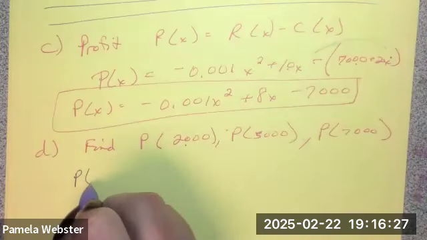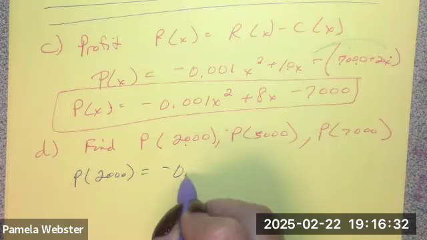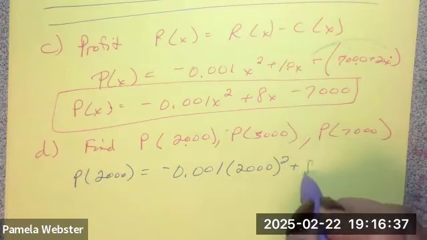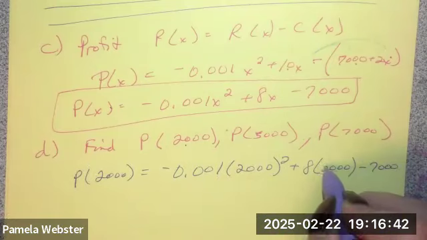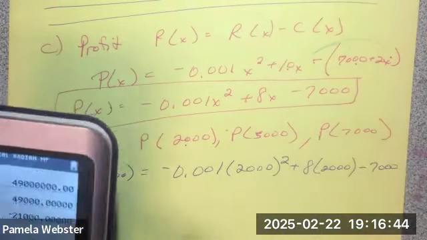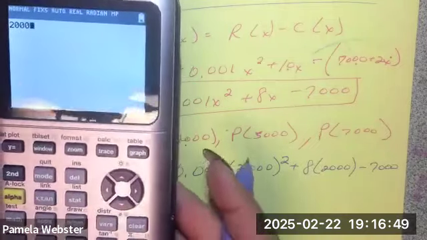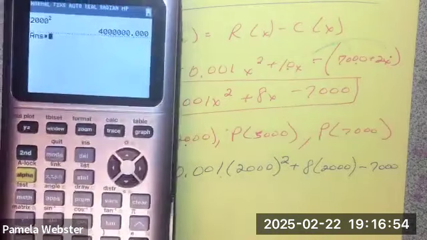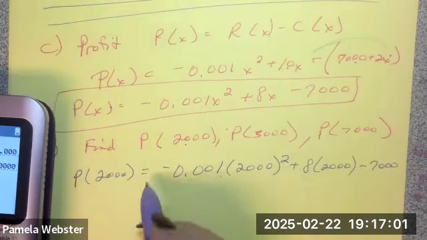So what they're saying is, okay, so find the profit at each of these. So we're going to go P of x equals 2,000. All right, plug in 2,000. Put it in everywhere I see an x. And then we're going to figure out how to use our calculators for this. Okay, 2,000 squared times negative 0.001. Okay, that first number is going to be negative 4,000.